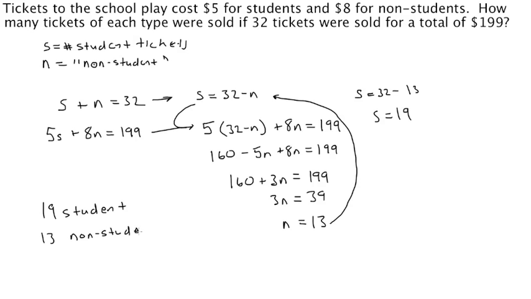So when you're solving word problems, a good rule of thumb is to always make sure you answer the question. So here we're asked how many tickets of each type were sold. So we need to give the values for both of our variables. If for whatever reason we were only asked the number of student tickets that were sold, we could just put 19 and we'd be done. So always double check the problem, always make sure that you give the correct final answer.